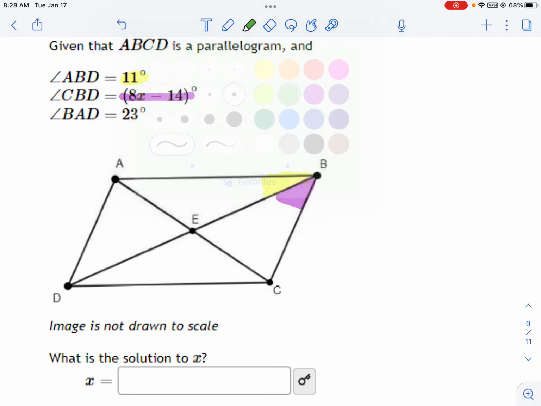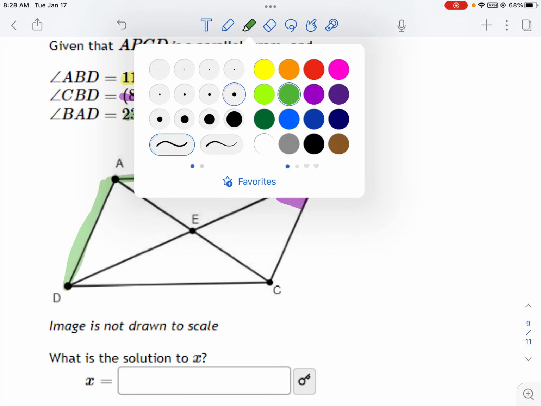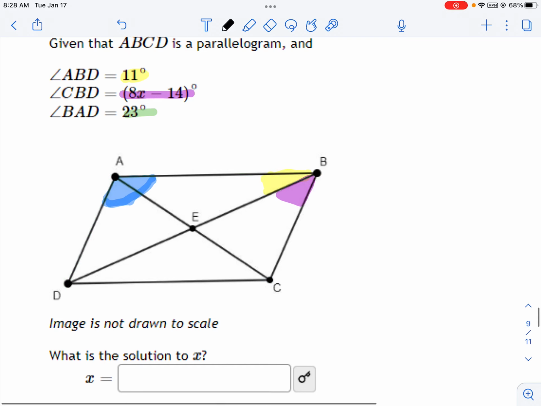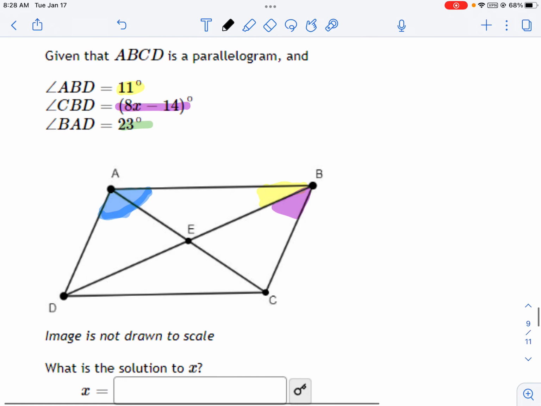And then last but not least, we're told BAD, so here's BAD, and that section in there is going to be 23. That one is the whole section because we're going B to A to D. The only thing that's formed is that entire section there. It's not cutting its way to C at all, so you know it's not a smaller portion. So those are the three angles you're given, and hopefully that's enough to help you see what you need to do.